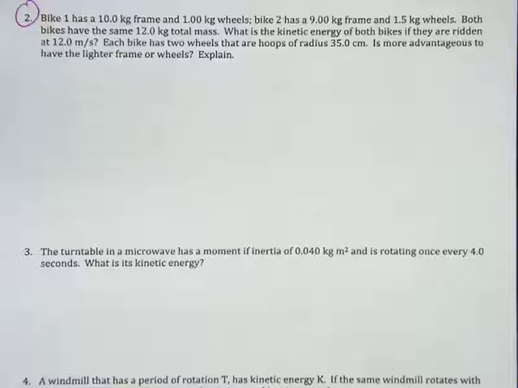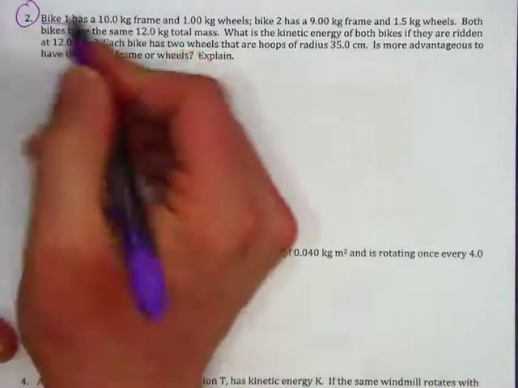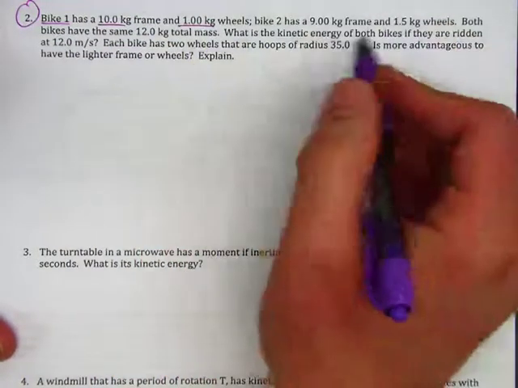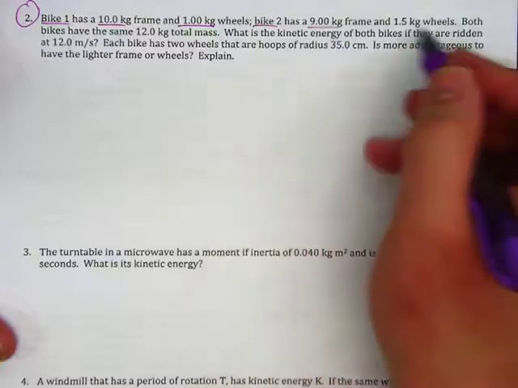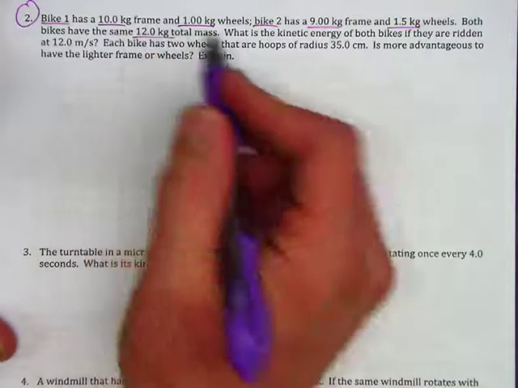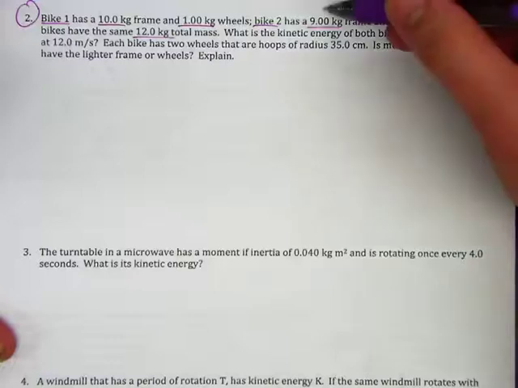All right, in this video we're going to do a sample problem using rotational kinetic energy. So we have a bike that has a 10 kilogram frame and 1 kilogram wheels, and a second bike that has a 9 kilogram frame and 1.5 kilogram wheels. Both bikes have the same total 12 kilogram mass: 1 times 2 plus 10, and 1.5 times 2 plus 9, both 12.